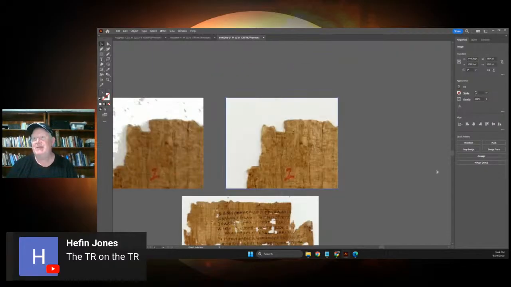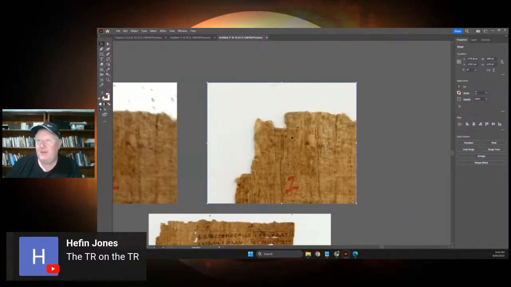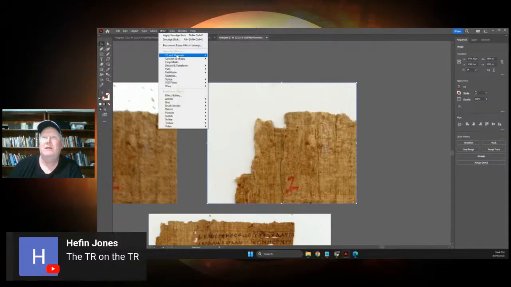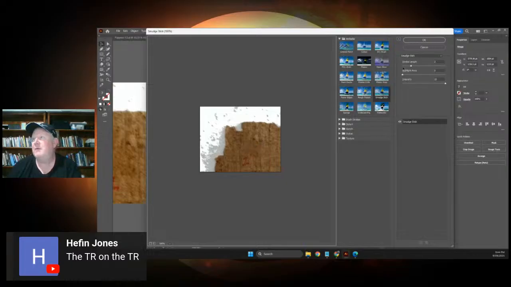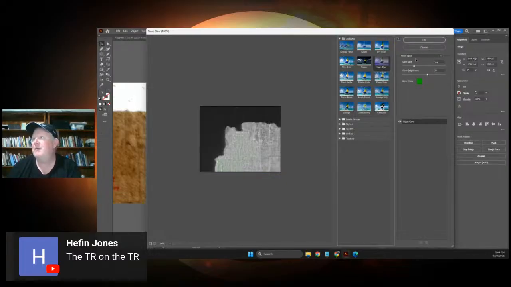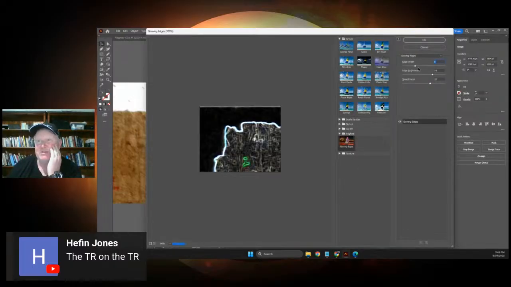Maybe I can just zoom in. Okay, how far can I get? To me, I can see that sigma there very, very clearly. Maybe I can. I'm going to do the neon glow again. Actually, the glowing edges one, it's usually so good.